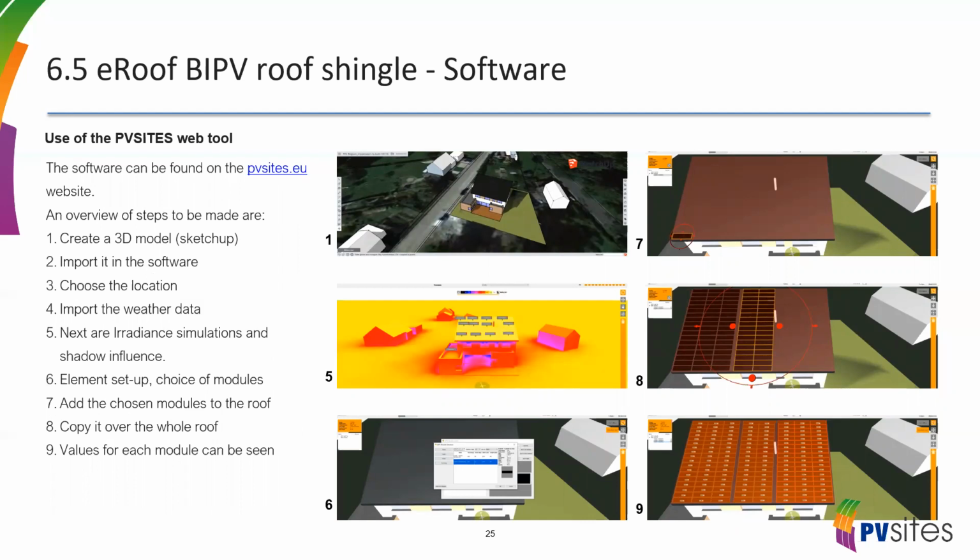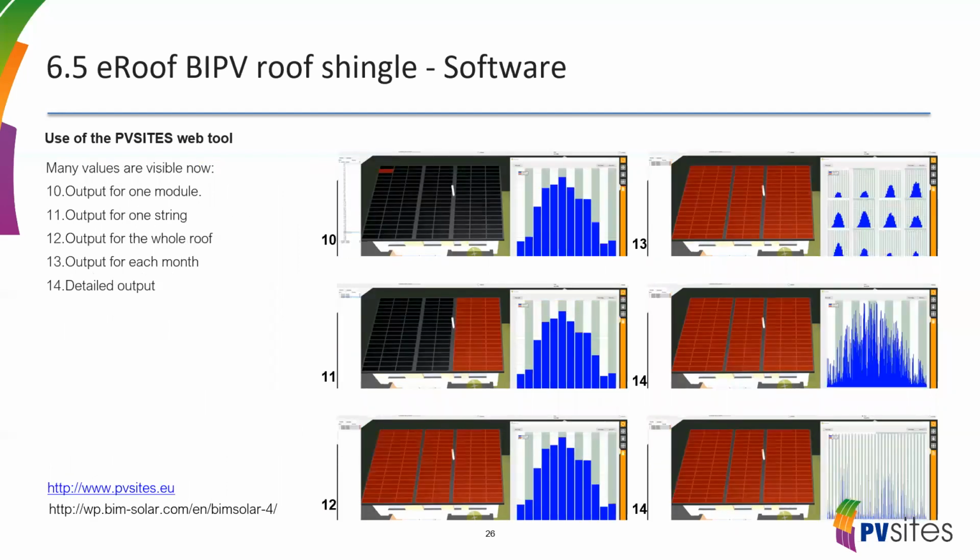And for the design, we also used the BIM Solar software, and this just gives you some idea of how you can use the software. It will all be explained more in detail, so I won't explain it now, but it tells you what is the content of the book, and it also gives you the possibility to check the output of your system. So you can check it for one module, for a row of modules, for the whole roof or for the whole year. There's a lot of possibilities how to use this software and generate the outcome that you need. Next one.